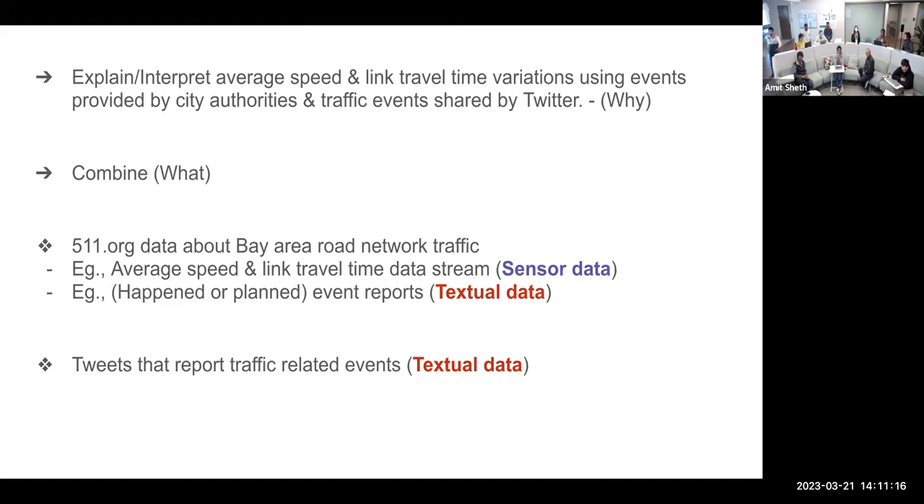So in his thesis, he tries to combine the sensor data and textual data. In the sense that, as I described earlier, sensor data includes the average speed and link travel time that are obtained from the field event. And textual data includes information like whether it's an unplanned event or a planned event that are collected from event reports, and the textual data includes tweets that are reported by the people about these events.